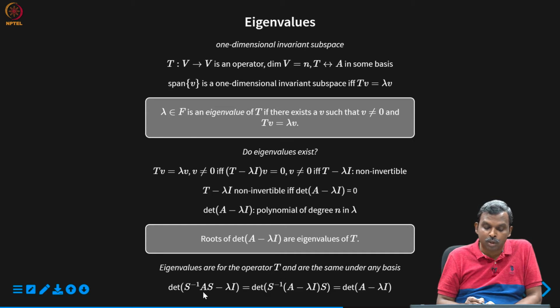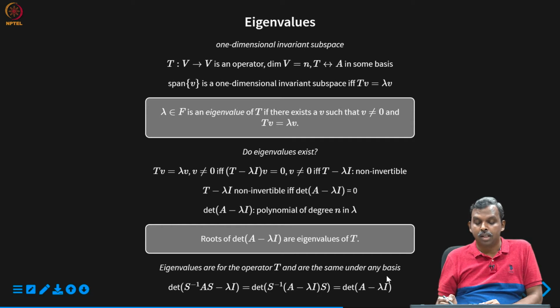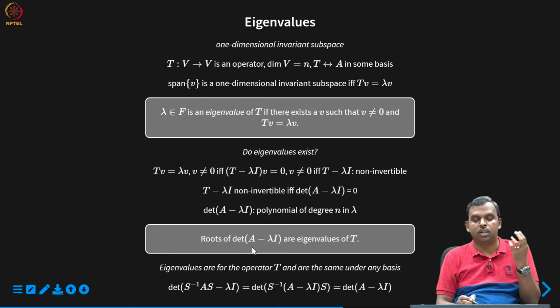Why is that? Because if instead of A I used some other basis, I know it will be of the form S inverse A S, right? S is an invertible change of basis operator. But if you look at this determinant, you can pull S inverse and S out on both sides because this is identity. And what do I know about determinants? Determinant of a product is product of the determinants, and determinant of S inverse is 1 by determinant of S. That will cancel, I get the same thing. So this determinant of A minus lambda I does not depend on A; whatever basis you pick, you get the same polynomial, you get the same eigenvalues.